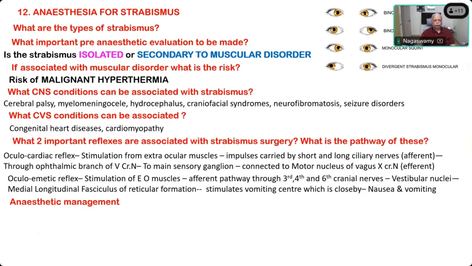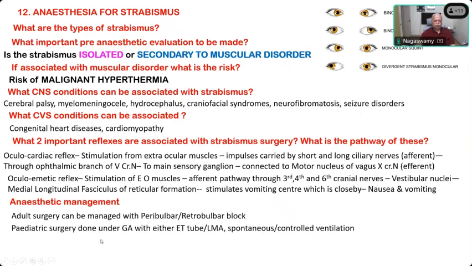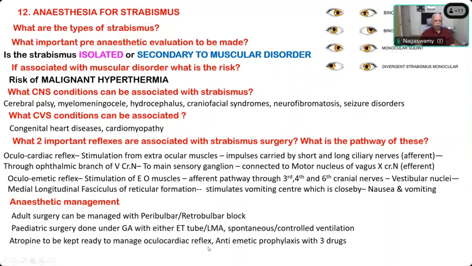Anesthetic management. Pre-op evaluation, pre-medication, general anesthesia with endotracheal intubation plus peribulbar or retrobulbar blocks. So adult surgery can be managed with peribulbar and retrobulbar block only, with or without sedation. Whereas pediatric surgery is done with GA, either with ET tube or LMA, spontaneous and controlled ventilation. Atropine to be kept ready to manage oculocardiac reflex. Antiemetic prophylaxis should be done with the three drugs which we said earlier: ondansetron, dexamethasone, and metoclopramide.